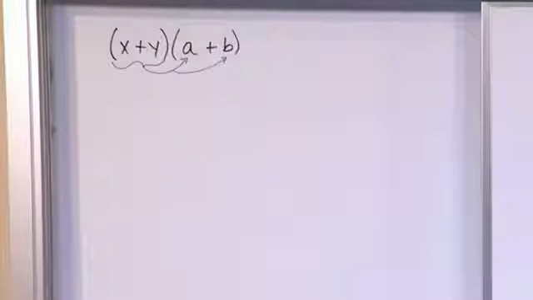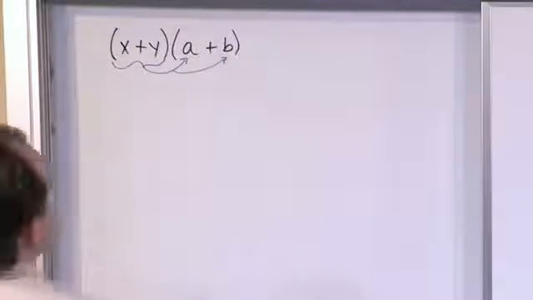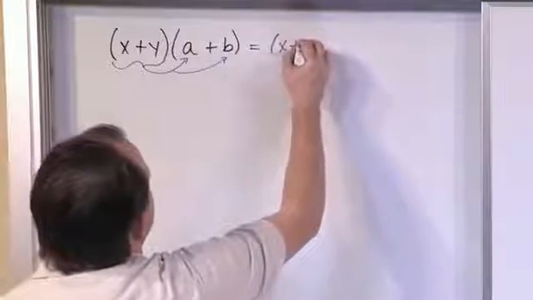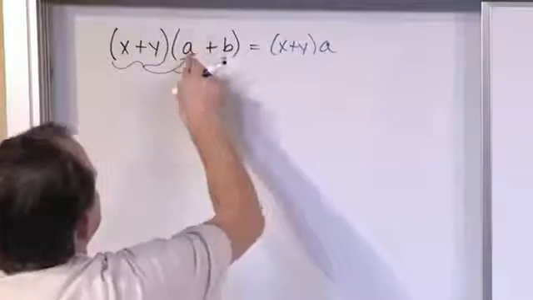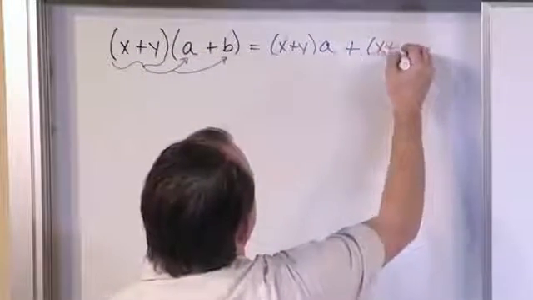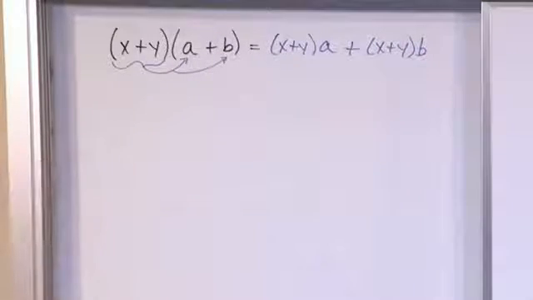So this makes sense based on what we've been doing so far. It's not a new rule, it's just whatever's out in front, you distribute the whole thing in. So the way you would do this is you would have (x + y) times a, because they're multiplying it times a. And then you would have plus (x + y), and you'll be multiplying it times b. So that is what happens when you distribute it in.